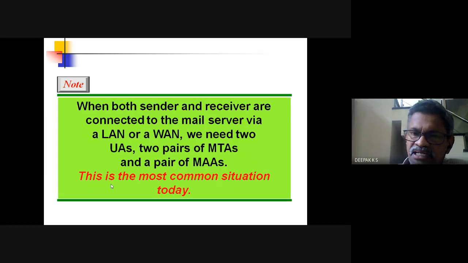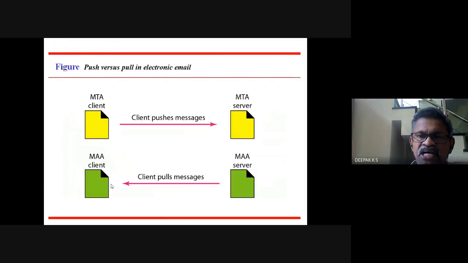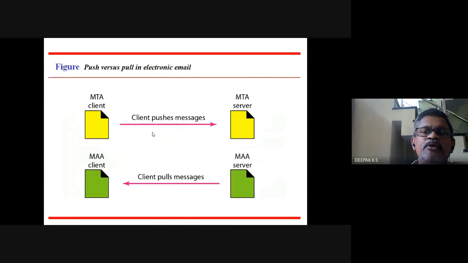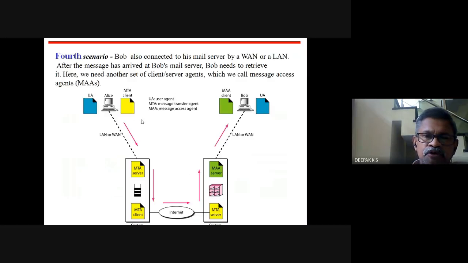So when both sender and receiver are connected to the mail server via LAN or WAN, we need two user agents, two pairs of message transfer agents, and a pair of message access agents. This is the most common situation today. So normally we have this scenario. These are the components required for this email: user agent, message transfer agent, and message access agents.